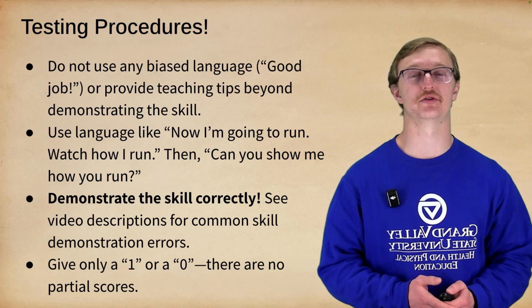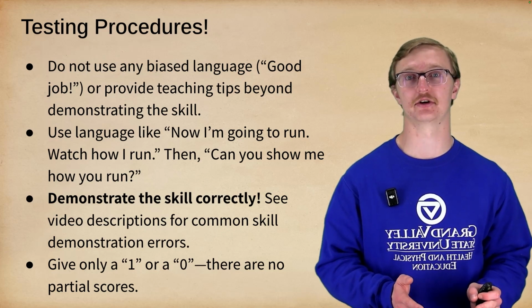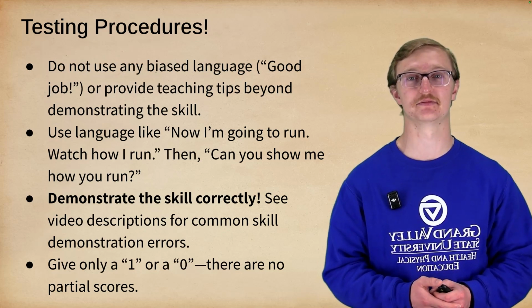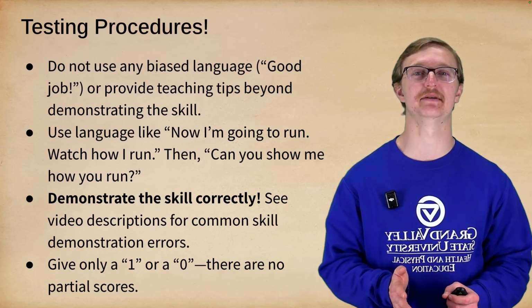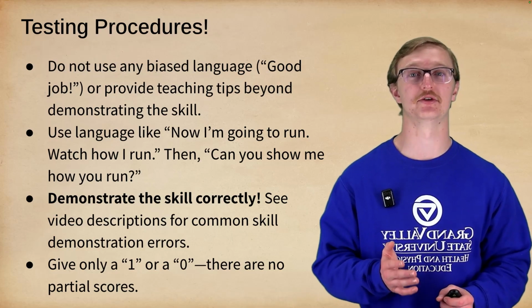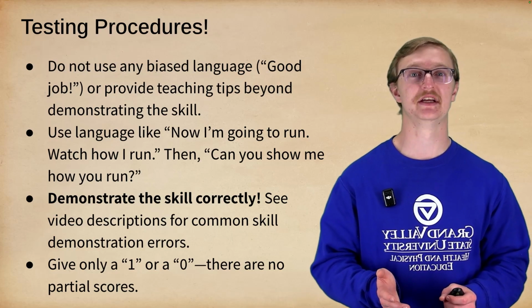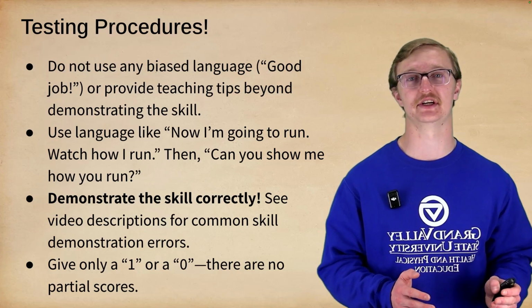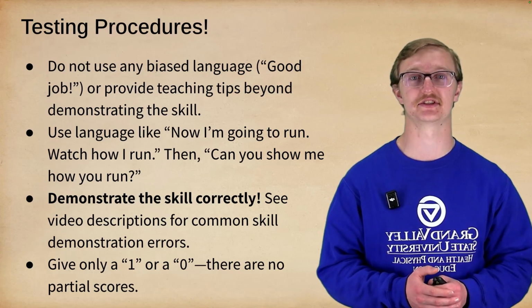Finally, a student scores only a 1 or a 0 for each skill criteria. There are no partial scores. A student scores a 1 when they demonstrate the skill criteria correctly for the whole time during the attempt, and they score a 0 for the skill criteria if at any time they fail to follow the skill criteria during their attempt.